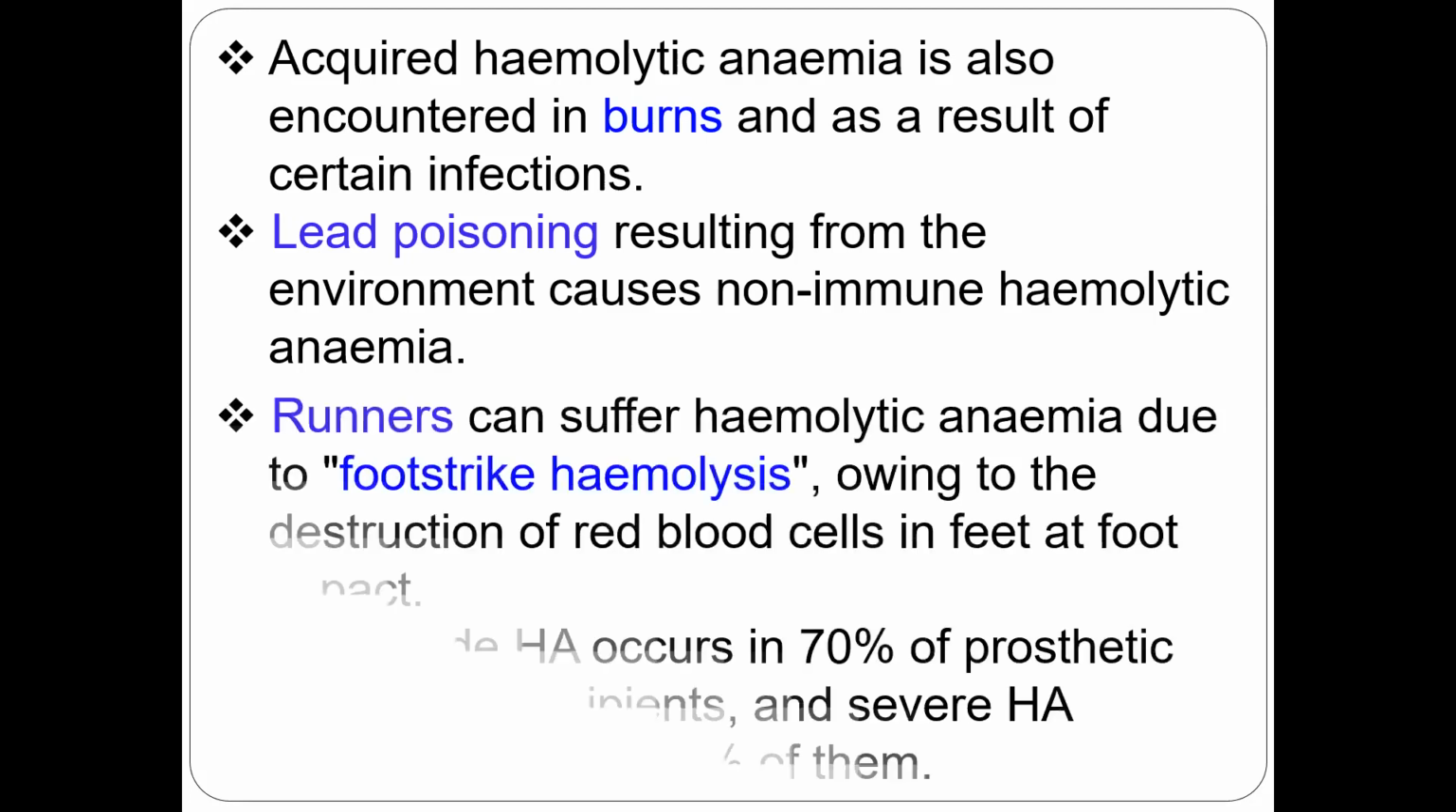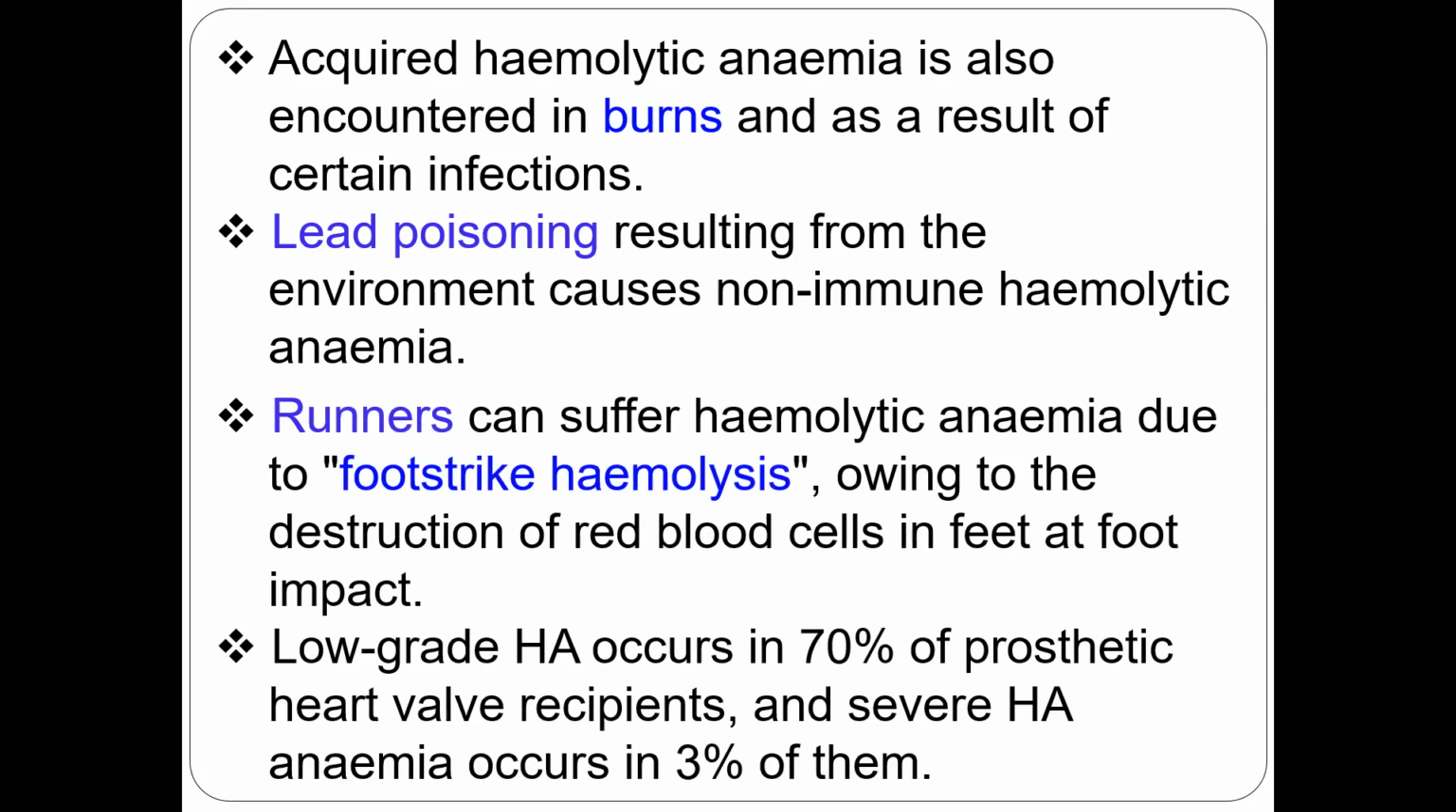So lead poisoning. Then we have something called runner's foot or foot strike hemolysis. If somebody runs a marathon, they can become anemic, perhaps temporarily. It occurs as they run and their feet are hitting the ground. They are causing mechanical damage to red cells from under the feet. So owing to the destruction of red cells in the feet at the foot impact with the ground, they can suffer from hemolytic anemia. Then we have low-grade hemolytic anemia.